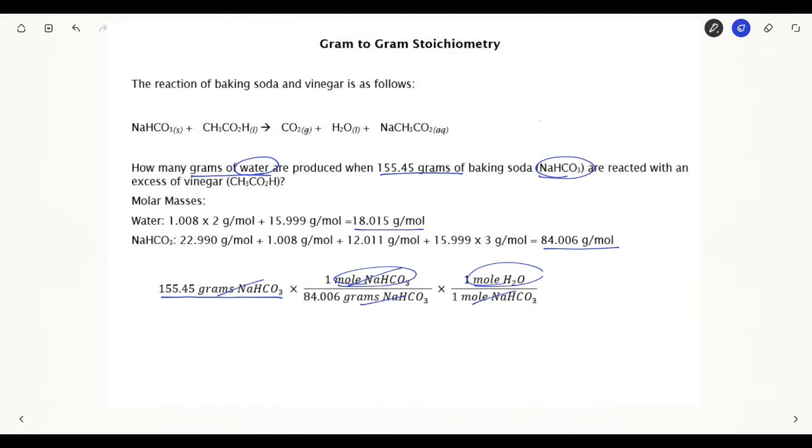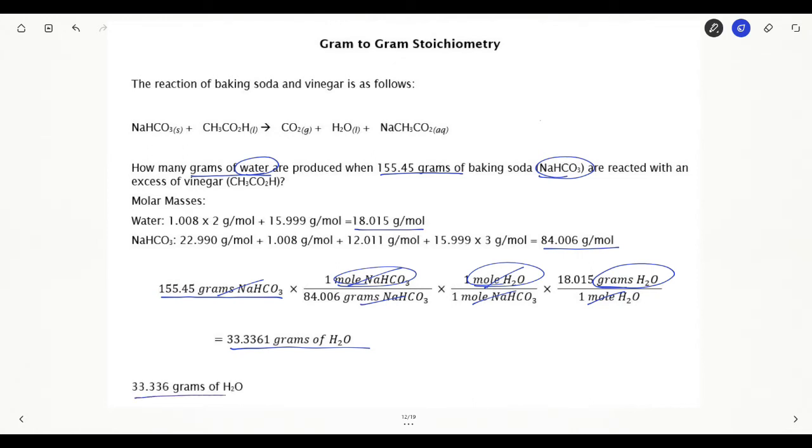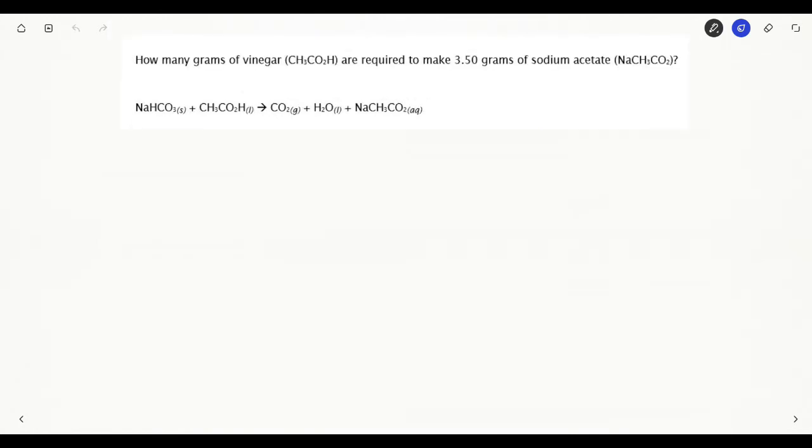Of course, the question did not ask me for moles of water. It asked me for grams of water. So this time I'm going to use the molar mass of water. Again, my moles of water are going to cancel. I now have grams of water. I plug all this into my calculator, and here is the number my calculator gives me. Now, rounding to the correct number of sig figs, I will produce 33.336 grams of water.